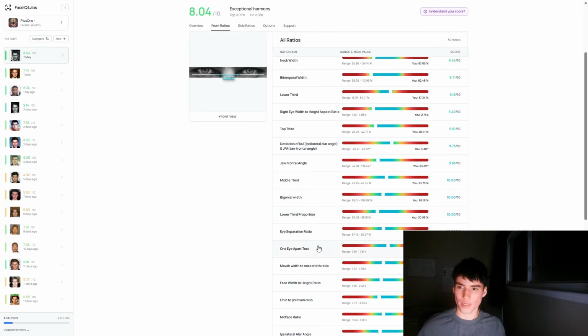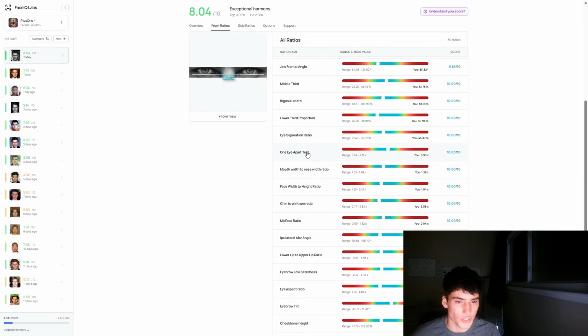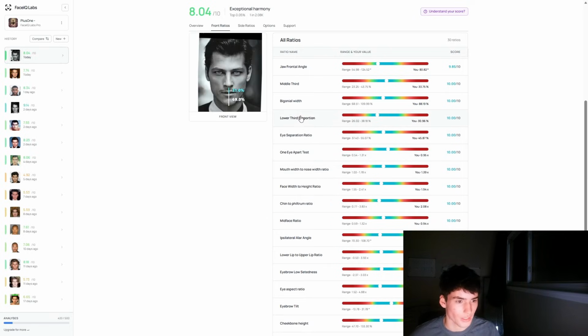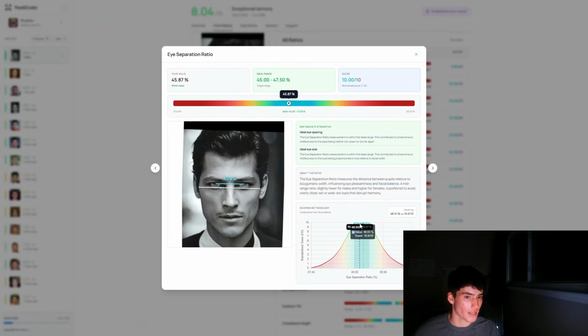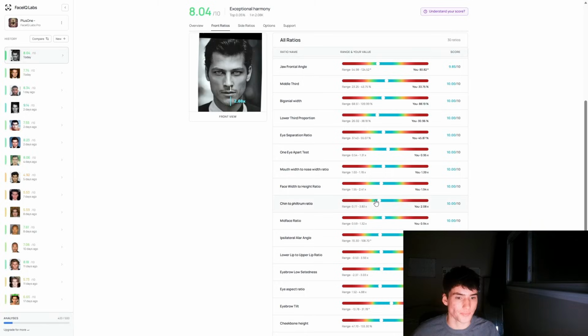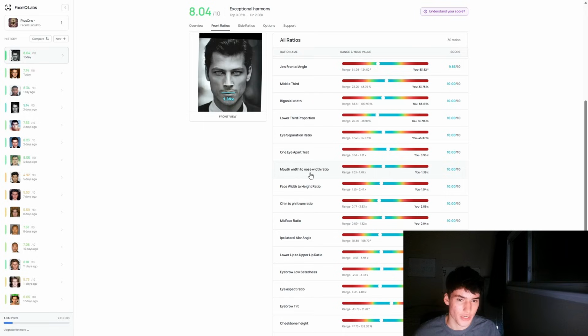And guys, I don't want to drag you all through all these other ratios, so I'll just be quick with these. Lower third proportion, good. He got a 31%, right? Nothing too big, nothing too small. Eye separation ratio, perfect, right? This one's absolutely right in the middle, perfect. Man, I keep on losing myself on this chart. There's so many different angles and measurements. One eye apart test. Boom. Yeah, looks good. Mouth width to nose width ratio.